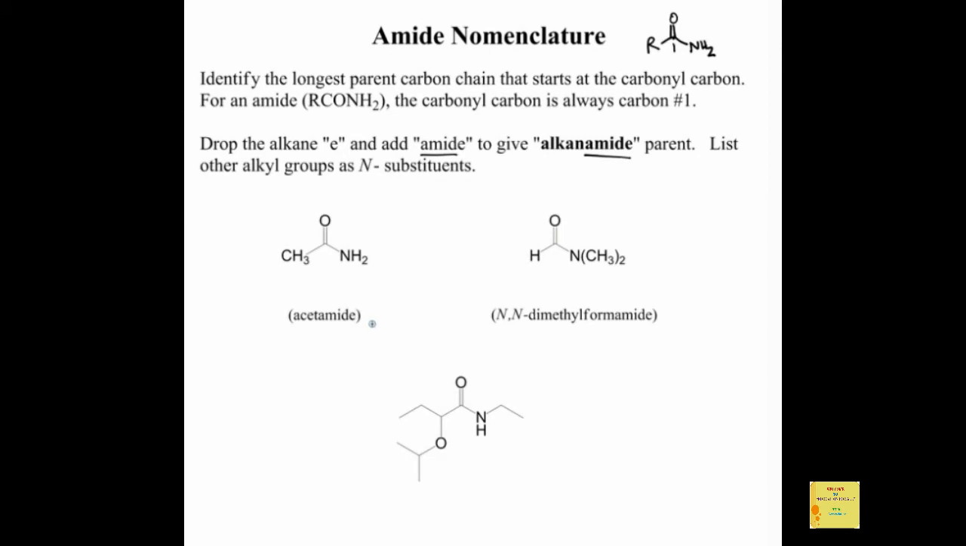So again, let's look at the very simplest example. Acetamide is what we call it when we have the acetyl group that's turned into an amide. What would its IUPAC name be? Well, we just have a 2-carbon chain, so that's an ethane derivative. We drop the E of ethane and we add the word amide. Ethanamide would be the name of this compound.